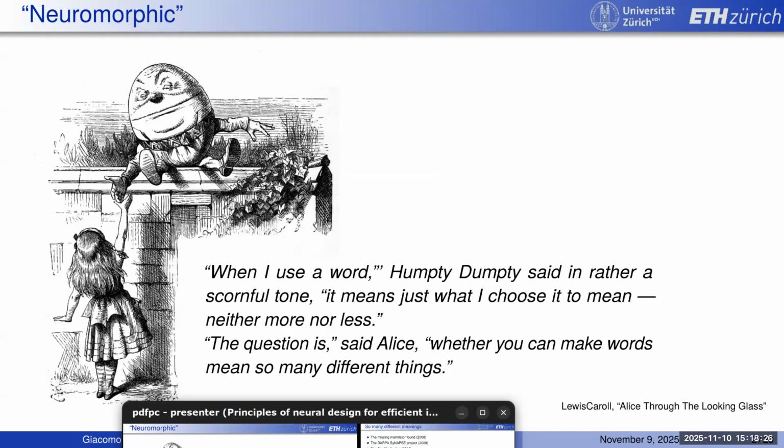The initial part of the presentation is about how the word neuromorphic is now being used to represent many, many different things. Because everyone has their own definition of neuromorphic, I also copied from Lewis Carroll's definition. "When I use a word," Humpty Dumpty said in a rather scornful tone, "it means just what I choose it to mean, neither more nor less." So you'll see what I mean when I use the word neuromorphic.